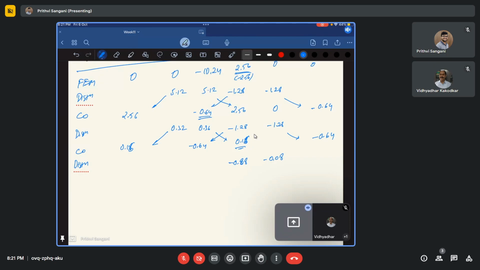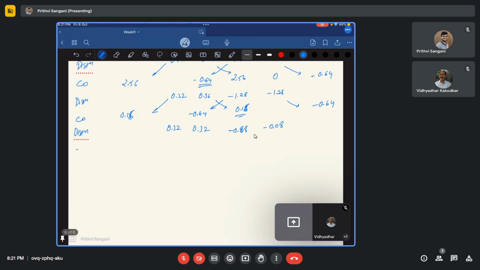To make the net moment at joint B 0, I need to apply a positive moment of 0.64 at that joint. So BC will have a distributed moment of 0.32 positive, and BA will have a distributed moment of 0.32 positive. Now the carryovers will be 0.16. So you have again 0.16 here and 0.04 here, and then this is going to be minus 0.04. I think this is a good approximation. I think this is fine. We can stop here, or if you want, you can further continue, but let me stop it here.